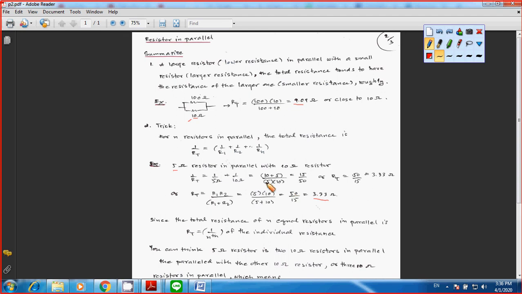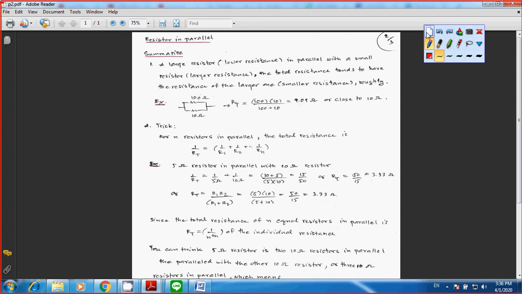And if you do a straightforward calculation, you simply apply this equation: 1 over RT equals 1 over 5 ohms plus 1 over 10 ohms. And that ends up with RT equal to 3.3 ohms. It's the same thing, but this one is the shortcut. You have to improve your skills in the way you look at calculations.